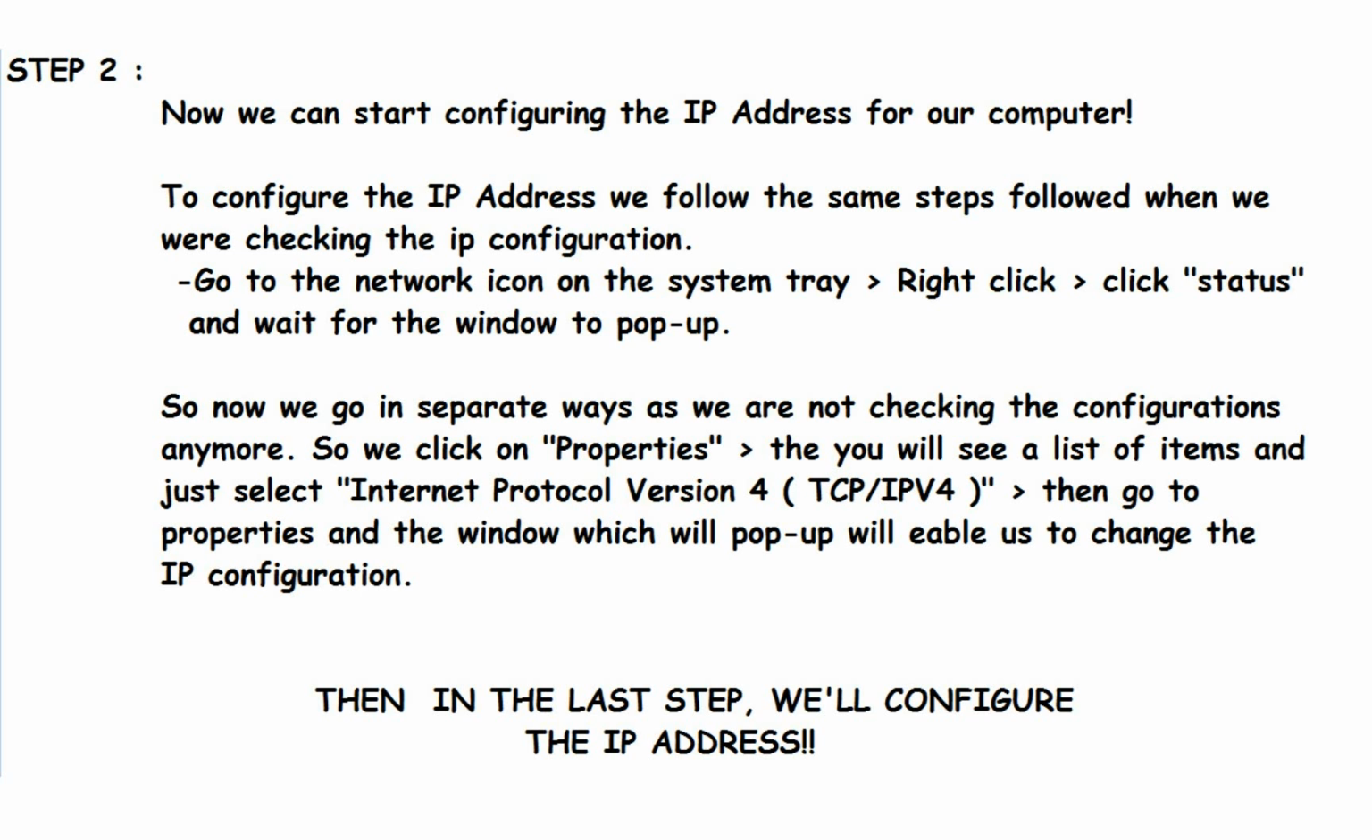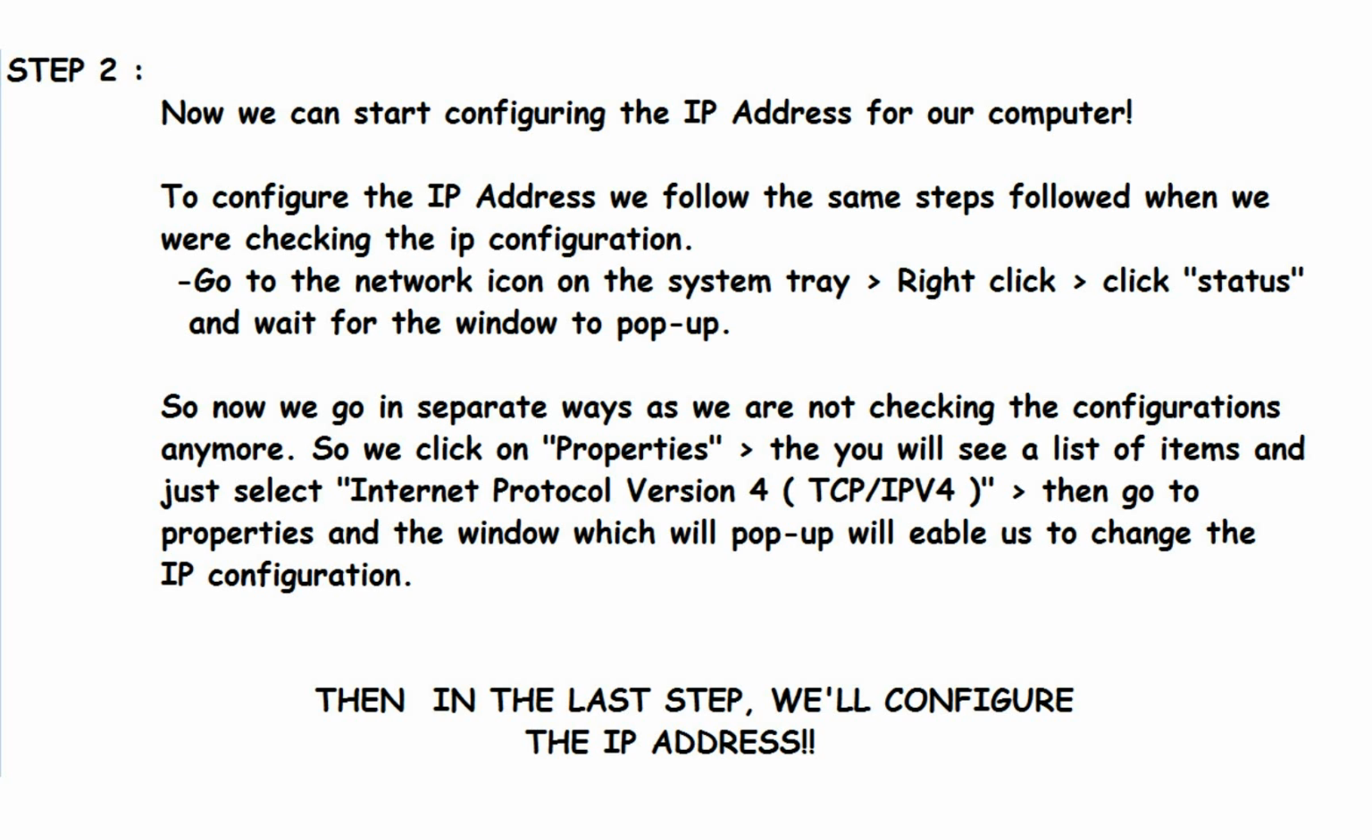To configure the IP address, we follow the same steps as when we were checking the IP configuration. This is our IP address, it was 192 and so on. So first go to the network icon again on the system tray, right click, click on status, and wait for the window to pop up. Now we go separate ways, as we are not checking the IP configuration anymore. We want to change the properties of our computer on the network.